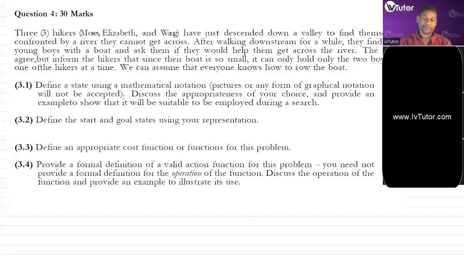Then the 2 boys have to cross. The 1 boy has to come back. The 1 hiker has to cross. The 1 boy has to row back. Then the 2 boys have to row back again. 1 boy has to go back, pick up another hiker. Basically, the cycle repeats until the other boy has to go fetch the other boy on the side and come back. Are you following?